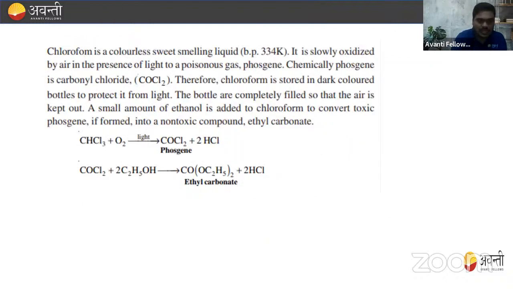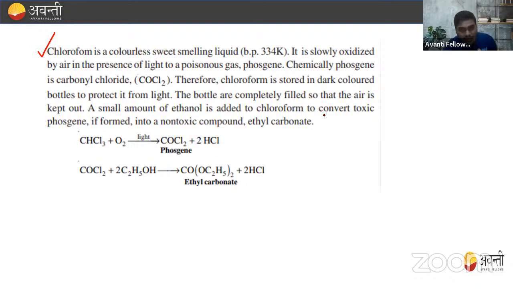ठीक है भाई, चलो. So chloroform की क्या क्या properties है? Chloroform is a colorless, sweet-smelling liquid having boiling point 334 Kelvin. It is slowly oxidized by air in the presence of light to a poisonous gas.